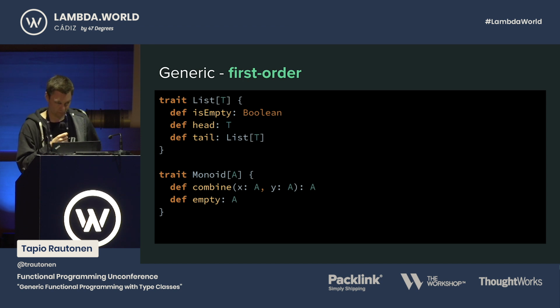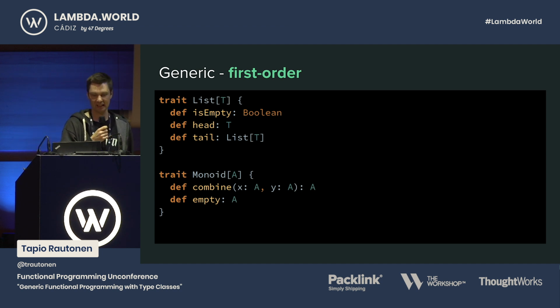So we have the simple first order generalization here. We have a list of type T's and some interface for that. It's very basic. And then a more generic version of adding things together, combining things together. We have the monoid type class, which was also referred to in the earlier presentation.